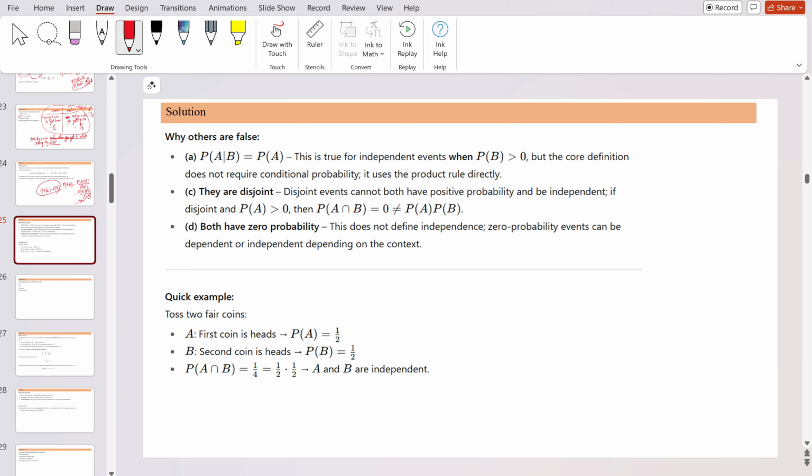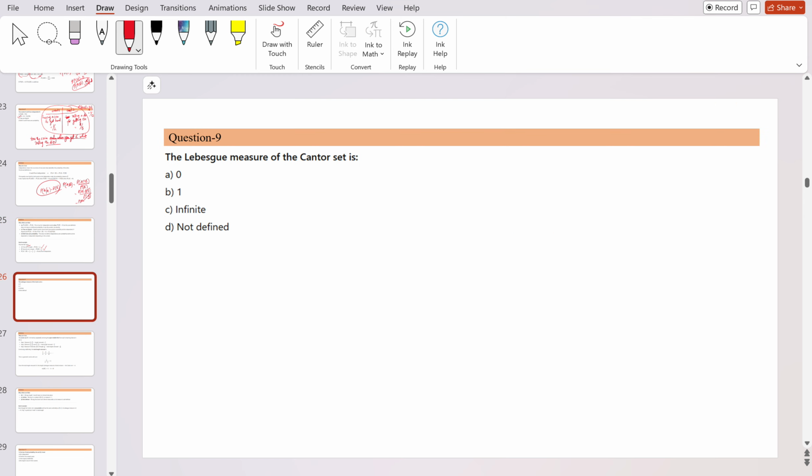So here also, if you see the tossing of two fair coins, the first coin gets heads. If both are independent, their probability will be 1/2 multiplied by 1/2, similarly equal to 0.25. Try to solve this problem.